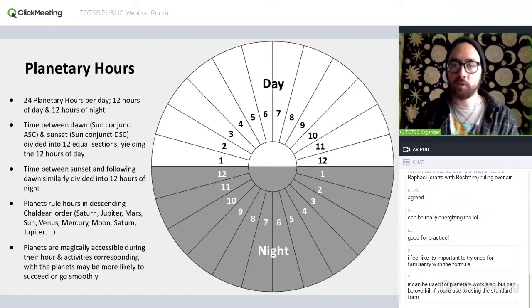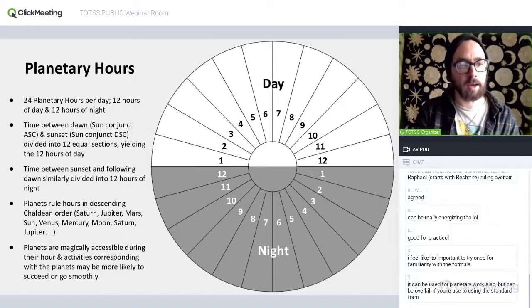And now the planets rule the hours in descending order. So you have this constant 7-hour cycle of planetary rulership from Saturn, Jupiter, Mars, Sun, Venus, Mercury, Moon, and then starting back up again with Saturn, Jupiter, Mars, right? So you have this constantly running 7-hour cycle that's never interrupted and never changes, even in the break from day to night, or from night to the next day.